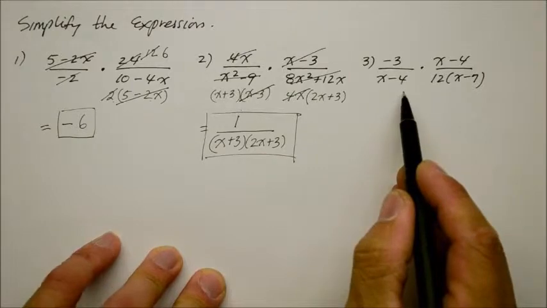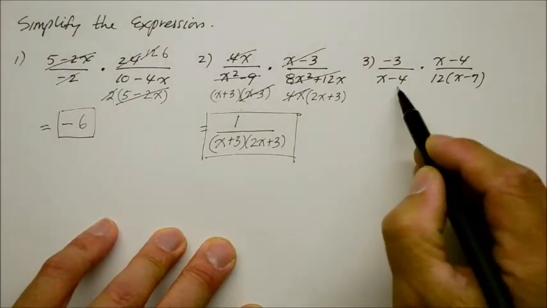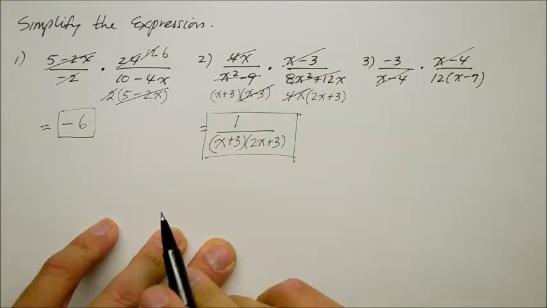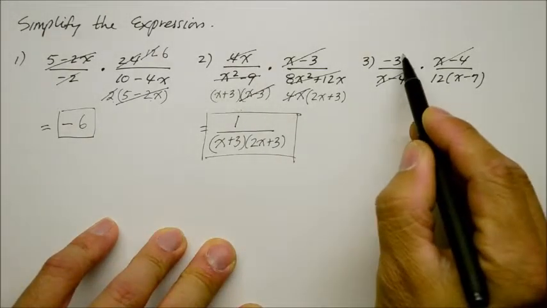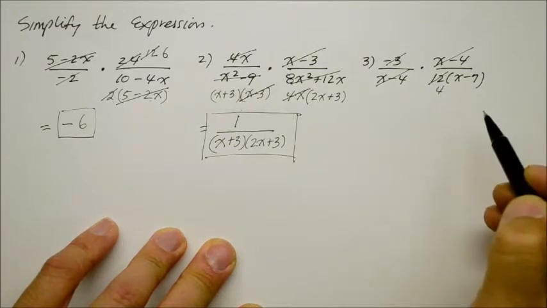And finally, number 3. Too easy. Look at that: x minus 4, x minus 4. Bye-bye. And look at that 3. Can that not reduce the 12 4 times?